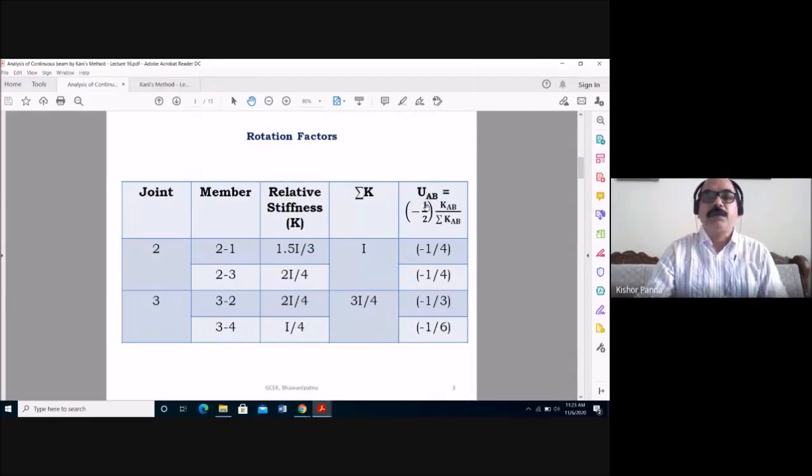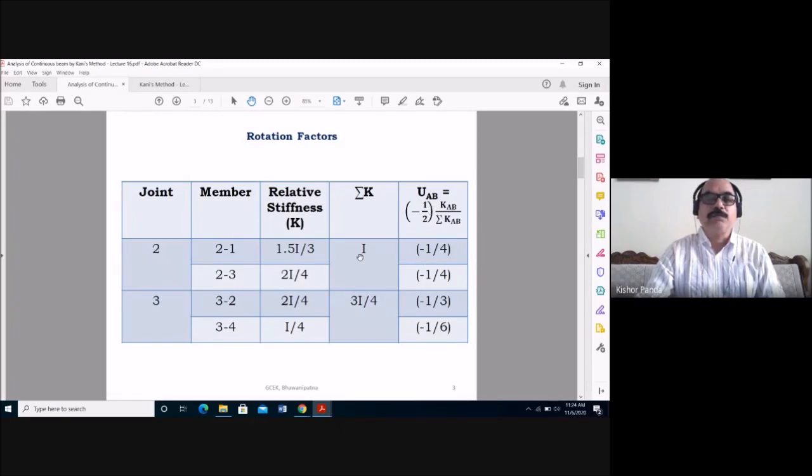So the rotation factor U is equal to minus half into KB by summation of K. Minus half into KB means the relative stiffness of the member, divided by the summation of K, the relative stiffness of the joint. So minus half into 1.5I by 3 divided by I. After this you will get the value minus 1 by 4.